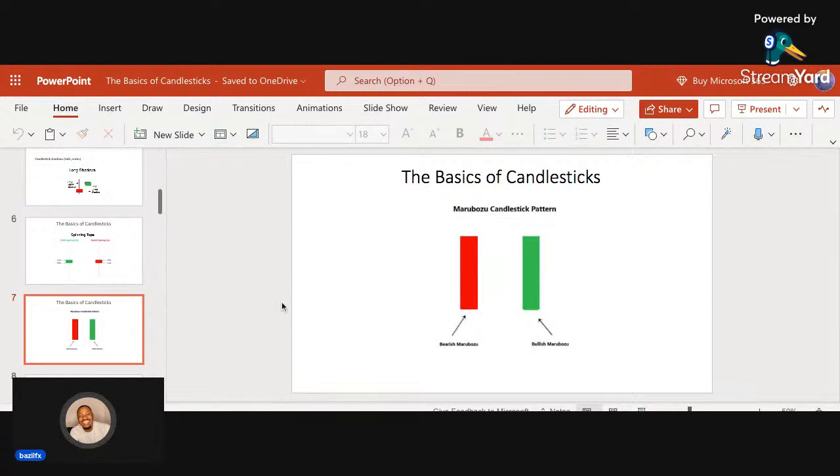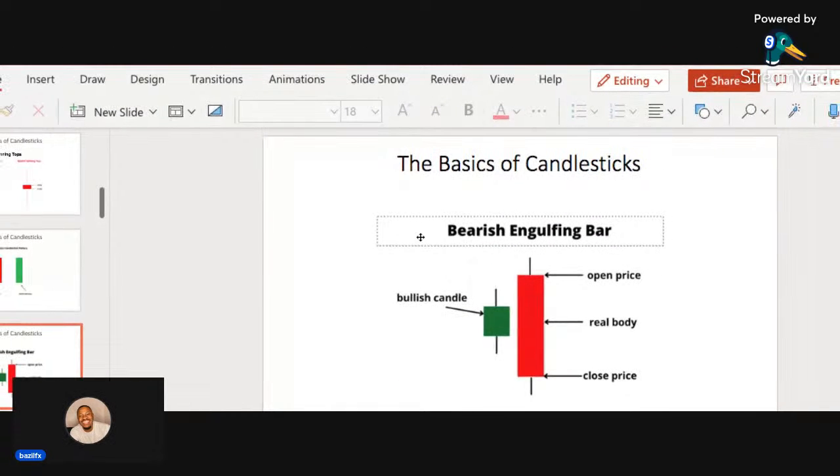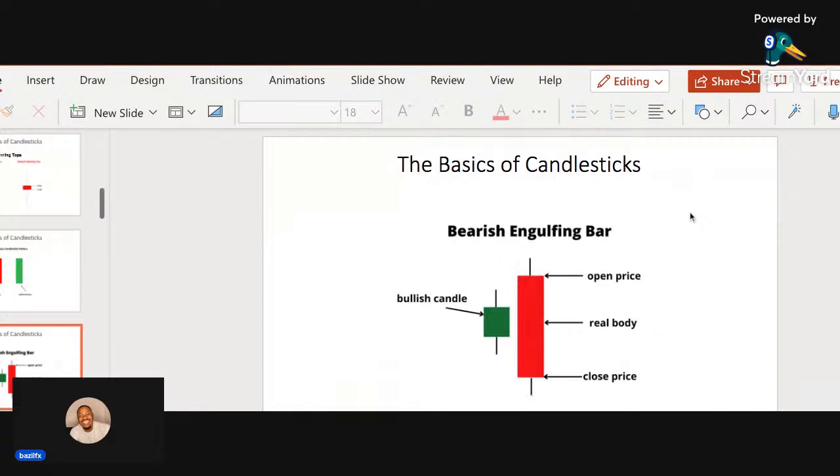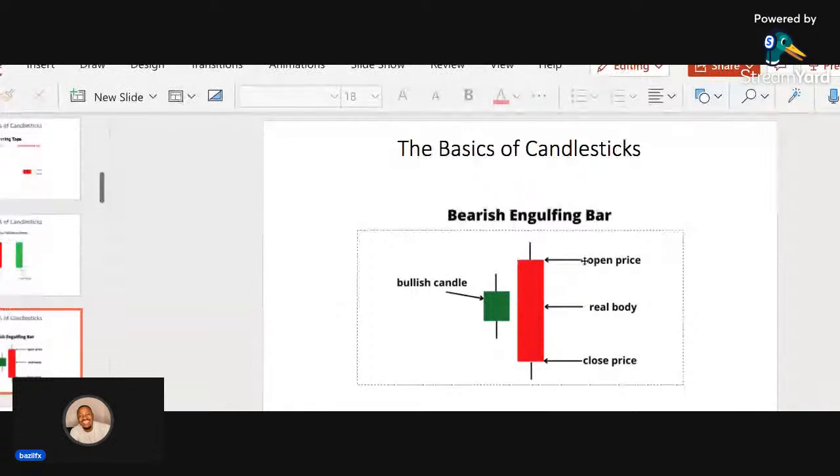Then from here we have the engulfing candle. So guys, this is one of the most important reversal candle patterns that we have in forex. This is called a bearish engulfing bar. So a bearish engulfing bar is just a reversal pattern to the downside. This is a reversal candle.